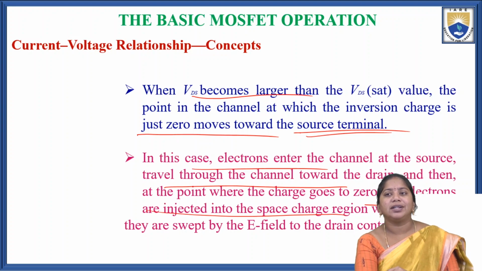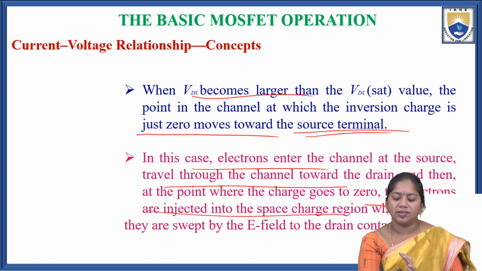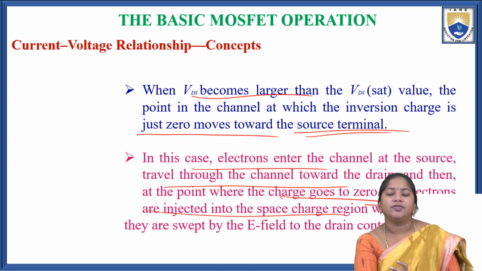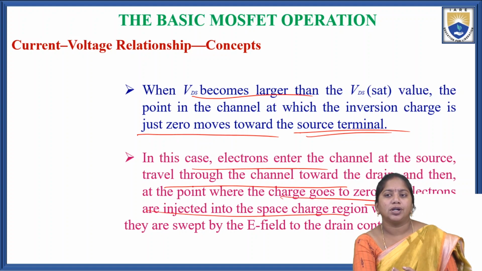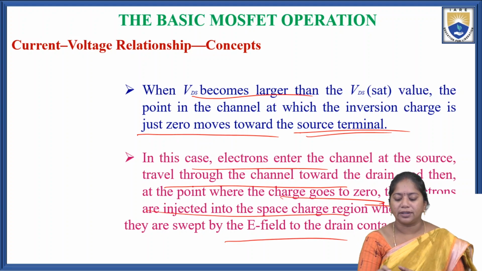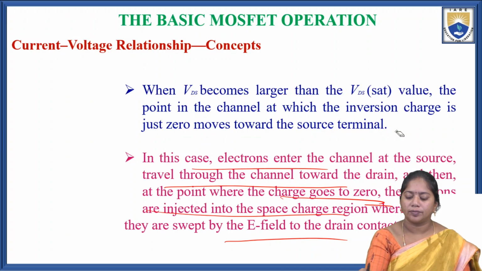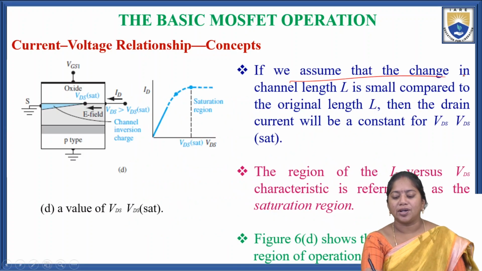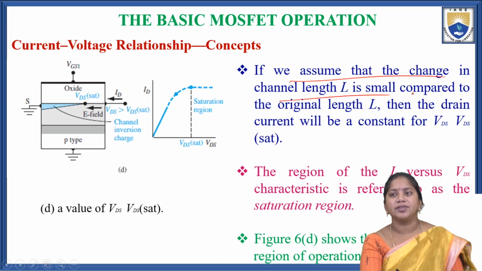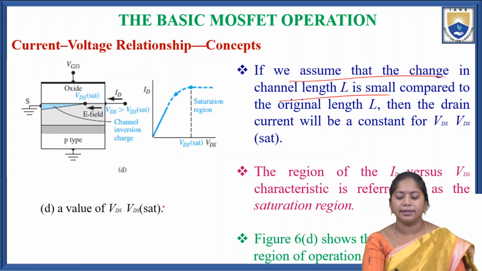So the electrons enter the channel at the source and travel through the channel towards the drain. At the point where the charge is 0, the electrons are injected into the space charge region or depletion region, where they are swept by the electric field to the drain contact. If you assume that the change in the channel length, delta L, is small compared to the original length L.